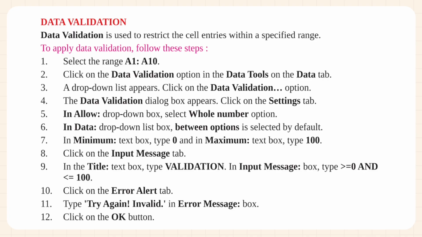5. In the Allow drop-down box, select the Whole Number option. 6. In the Data drop-down list box, Between is selected by default. 7. In the Minimum text box, type 0 and in the Maximum text box, type 100. 8. Click on the Input Message tab. 9. In the Title text box, type Validation. In the Input Message box, type 0 to 100.